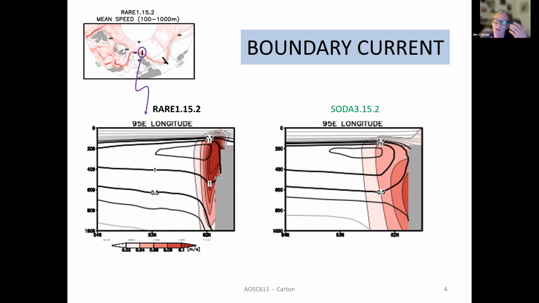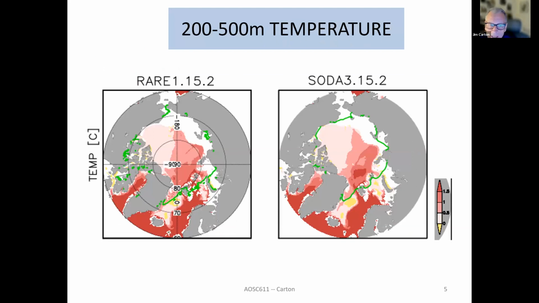And so if the currents extend too deep, then they start to feel the topography and you get erroneous topographic steering. And you can actually see the effects of that if you take a look at temperature between 200 and 500 meters. So again, RARE is on the left, SODA is on the right, the high temperature waters in red, and green is the summertime ice edge. And so you can kind of see this Atlantic water making its way into the Amerasian Basin, into the Pacific side of the Arctic along the margin.